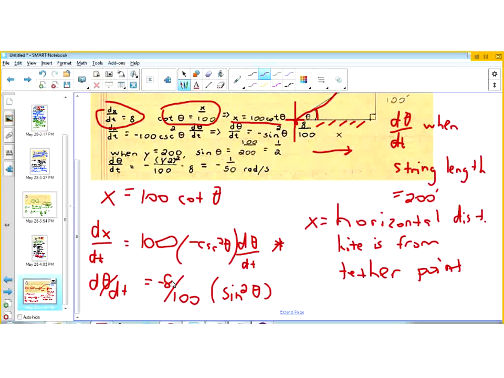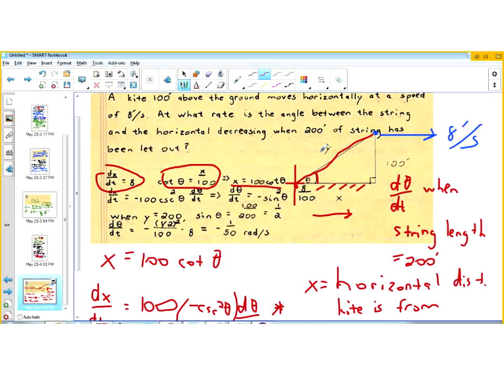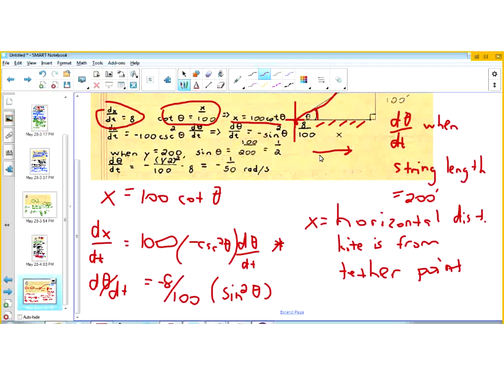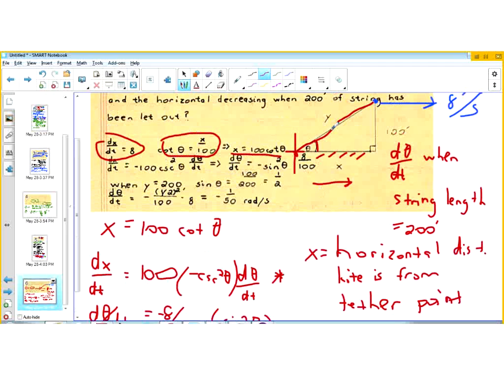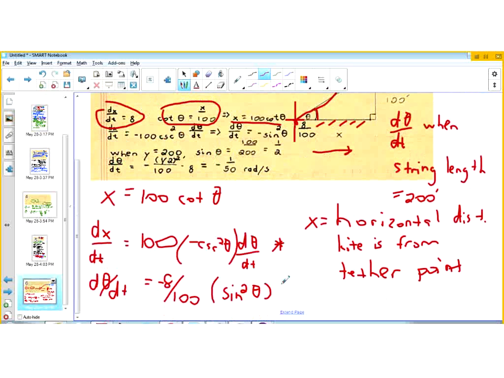So what is theta? Okay, so now it turns out when y is 200, the sine of theta is equal to opposite over hypotenuse, which is a half. And so, oh, I'm sorry, I forgot d theta over dt. No, I'm sorry, that's correct. I don't need to write that. I've already solved it. No, never mind, scratch that.